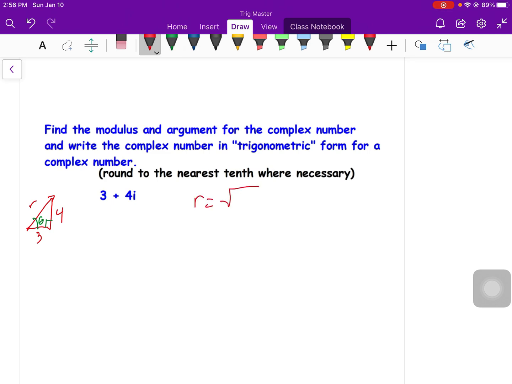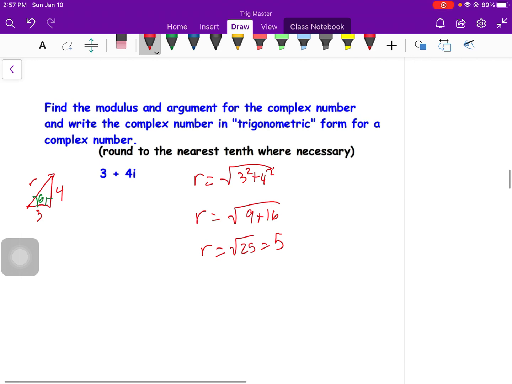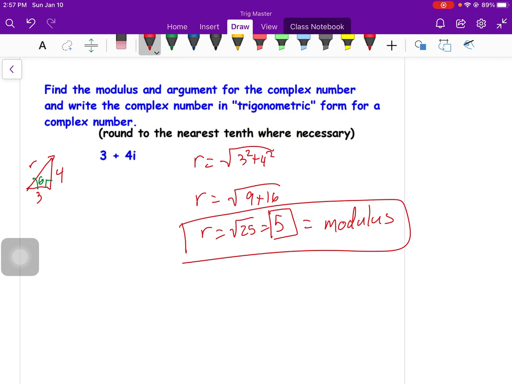So to figure out r, this is the square root of 3 squared plus 4 squared. That's from the formula that we showed 2 slides ago, and it's from the Pythagorean theorem in this triangle. So r is equal to the square root of 9 plus 16. So r is equal to 5. Since r is 5, this is also known as our modulus. I'll put a double box around that. The modulus, the radius, is 5.